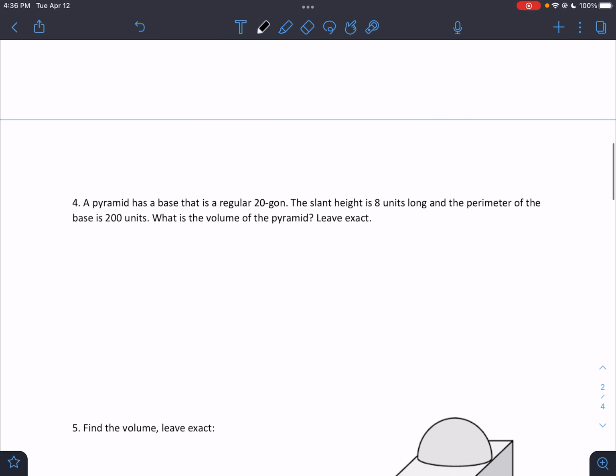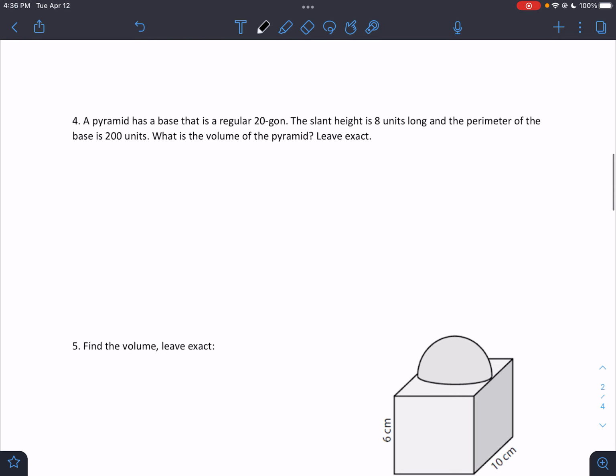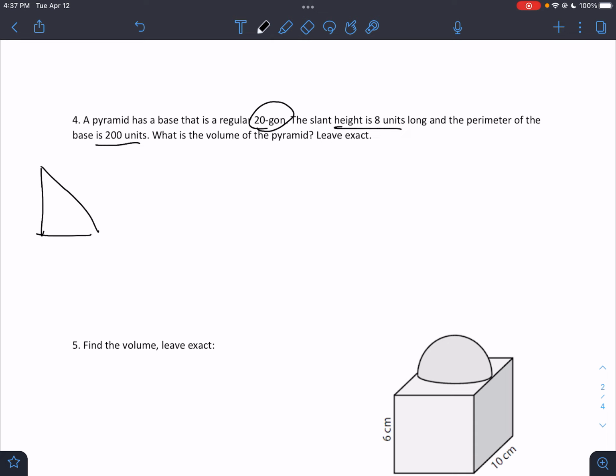Love it. A pyramid has a base that's a regular 20-gon. We've got a slant height, and the perimeter of the base is 200. Okay, let's work on just the base for a second. It's a regular 20-gon. Every regular polygon, we draw a right triangle. We get the angle at the top. We're going to do 360 divided by 40, since there are 20 sides, which is 9. This angle at the top is 9 degrees.